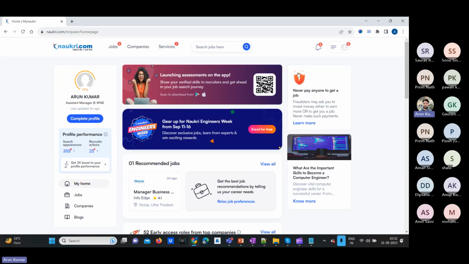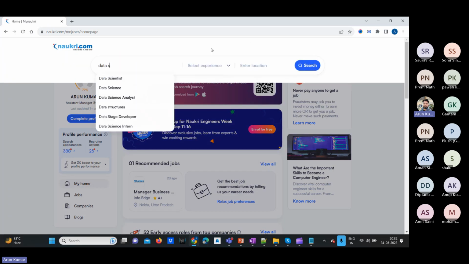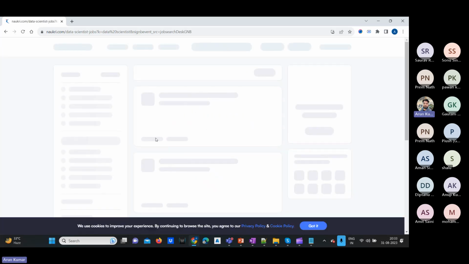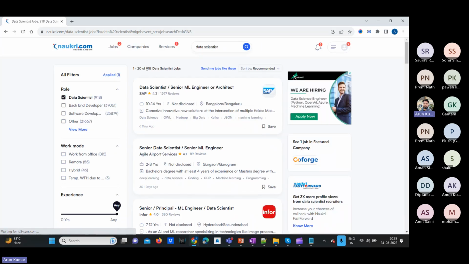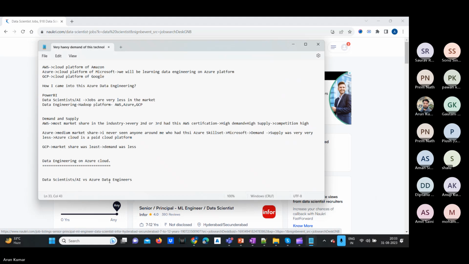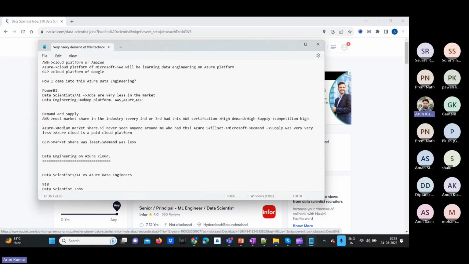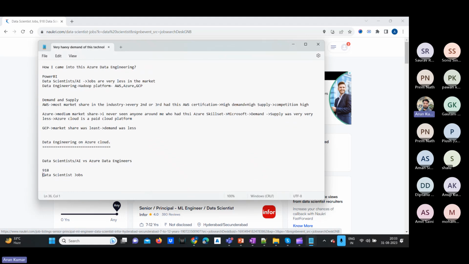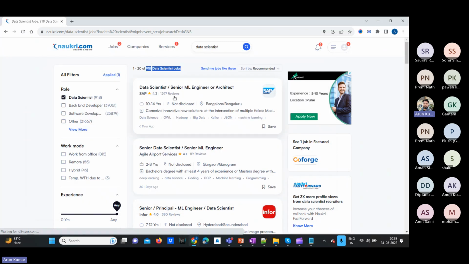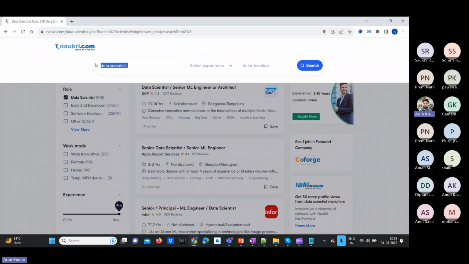So this is the Naukri profile. Let me search for data scientist jobs here. You see how many jobs there are? 918 data scientist jobs. Let me write it here. 918 data scientist jobs.